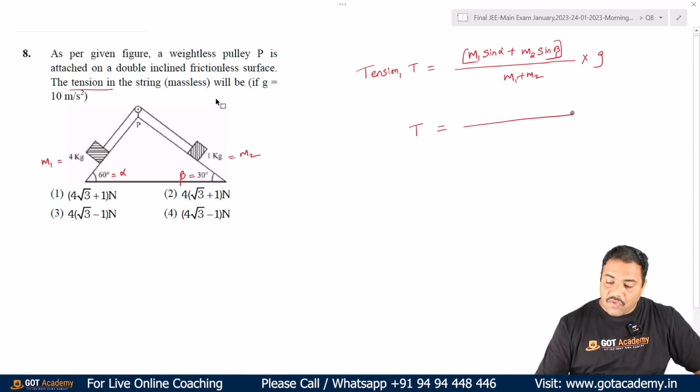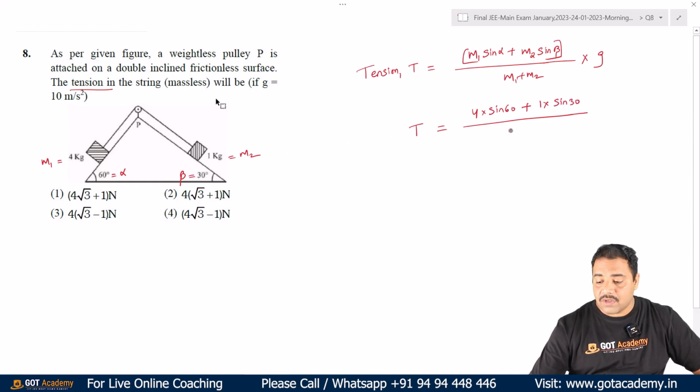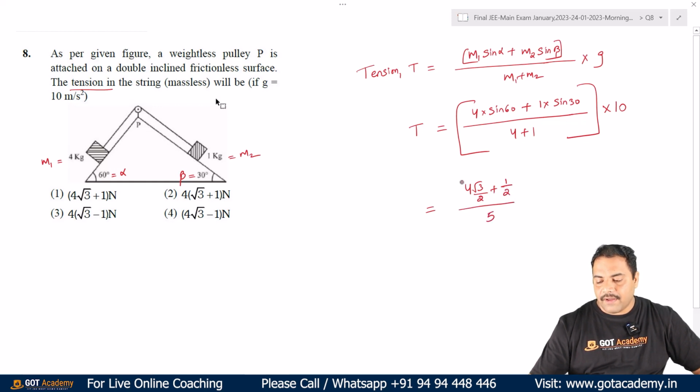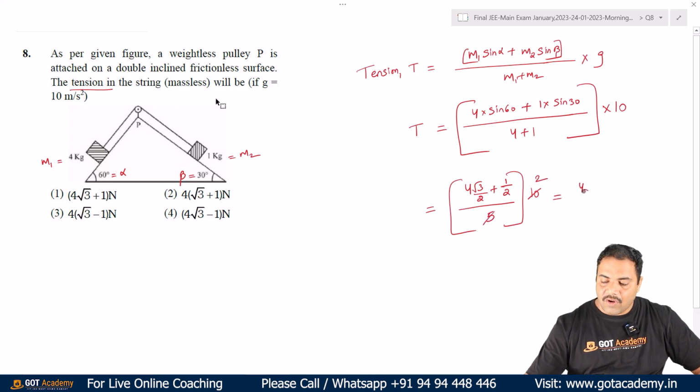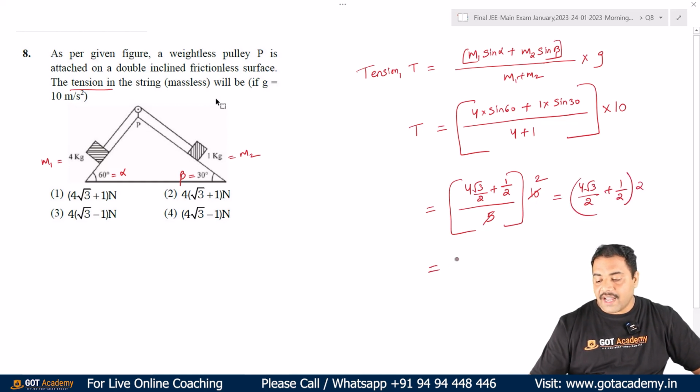So M1 is 4 kgs. So 4 into sine 60 plus, whereas M2 is 1, 1 into sine 30, by M1 plus M2, that is 4 plus 1, into G. G is 10. So 4 root 3 by 2 plus 1 into 1 by 2, that is half, divided by 5. G is 10, so 5 twos. So remaining is 4 root 3 by 2 plus 1 by 2, into 2. So I could write it as 4 root 3 plus 1. So this is the answer for tension T.